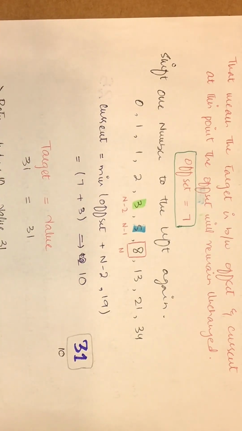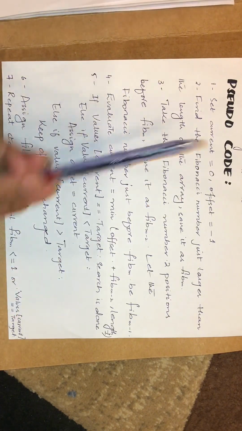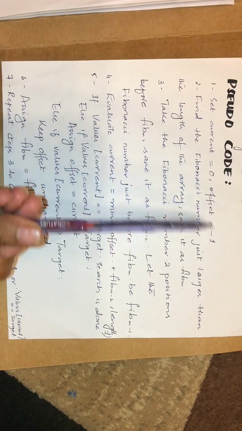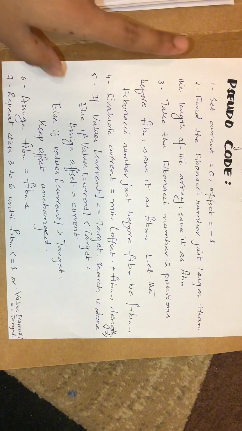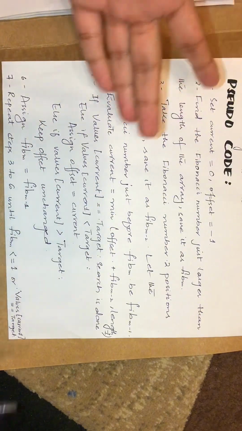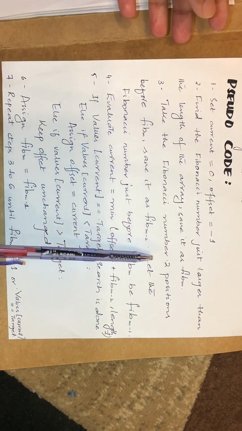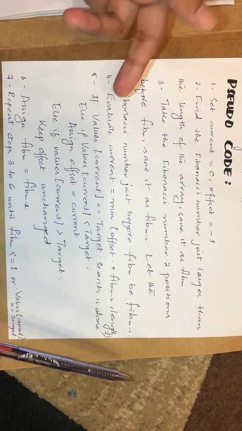This is simply how the Fibonacci searching algorithm works. Now I hope that after understanding how it exactly works, you can understand the pseudocode. Here, as I told you, current will be 0 and offset is -1 from the very beginning, the initialization. Then we will find the Fibonacci number larger than the length of the array, and save it as our n value. Take the Fibonacci numbers 1 and 2 positions before n, and save them as n minus 1 and n minus 2.